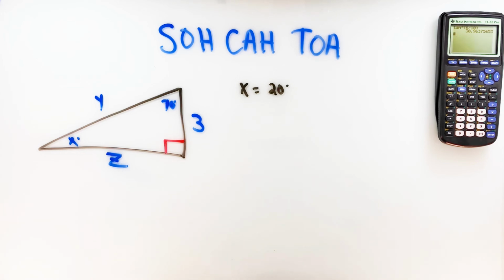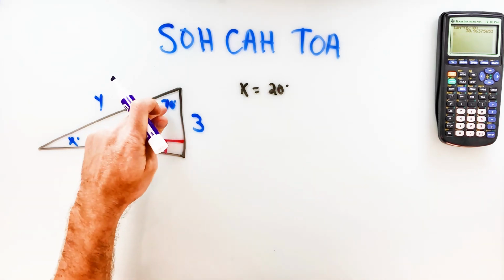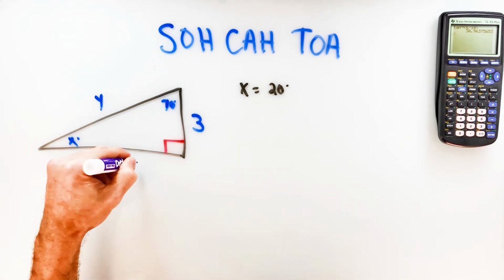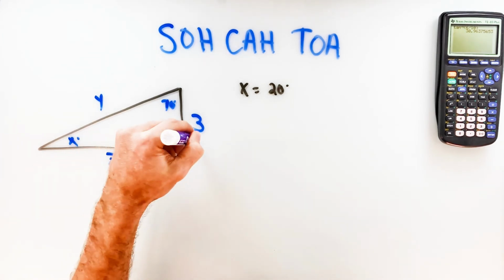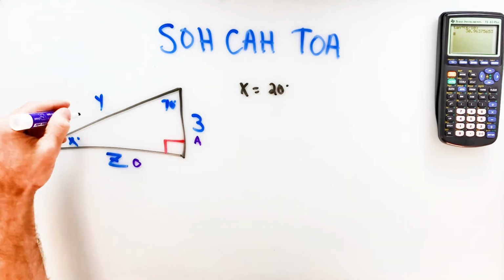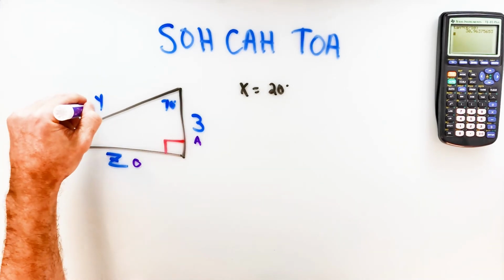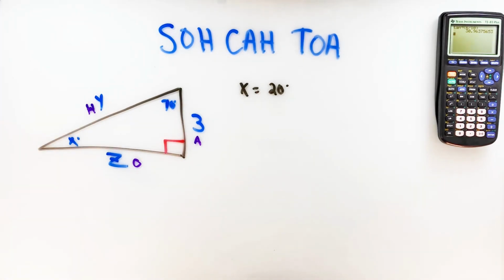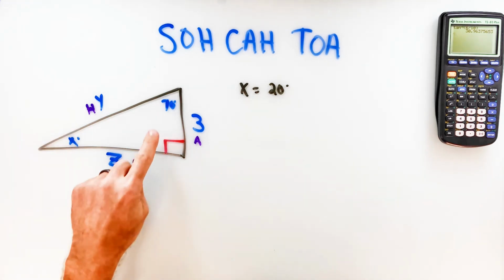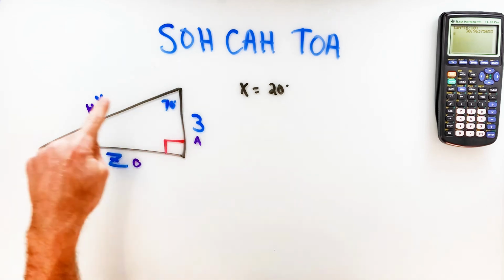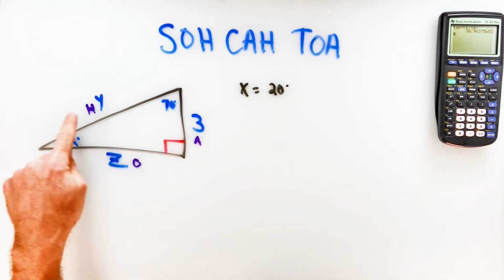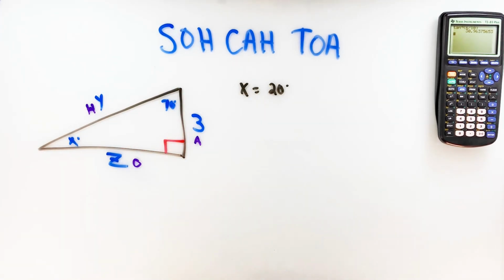So if I use the 70, again, if I label my sides, here's the 70-degree angle. Opposite of that is Z. Adjacent leg is going to be the 3, and then the hypotenuse is Y. Okay, so let's start with Y. Let's start with the hypotenuse. So I have the adjacent leg. I want the hypotenuse. So adjacent over hypotenuse, you can see that right here. Adjacent and hypotenuse is going to be cosine.